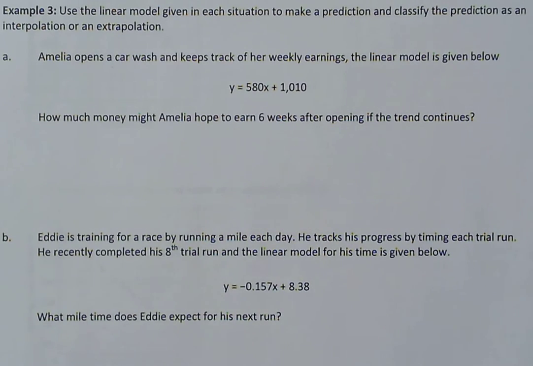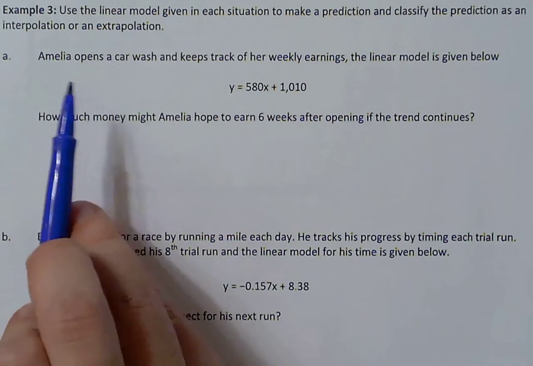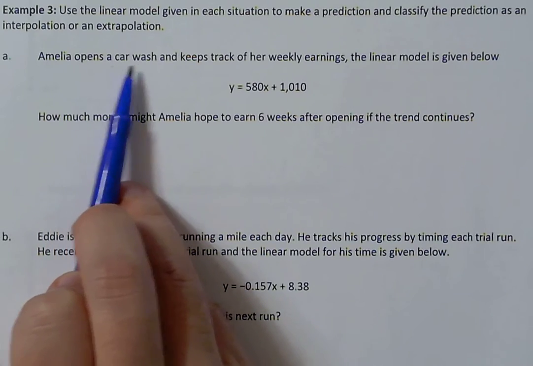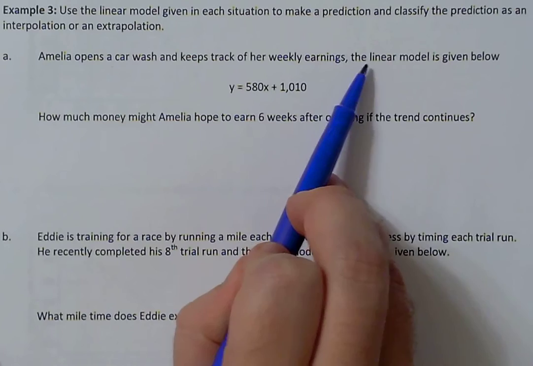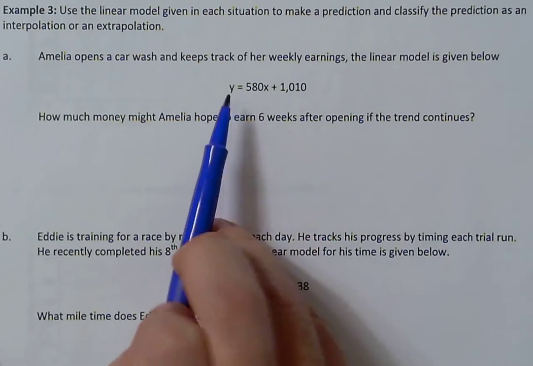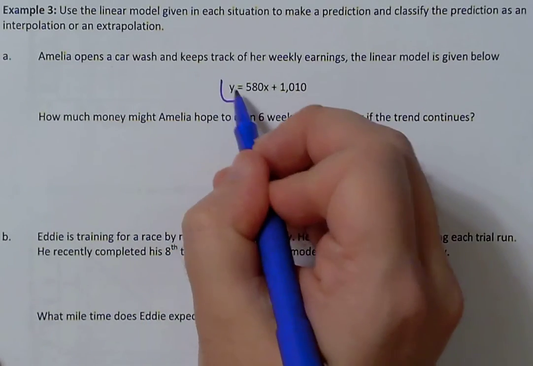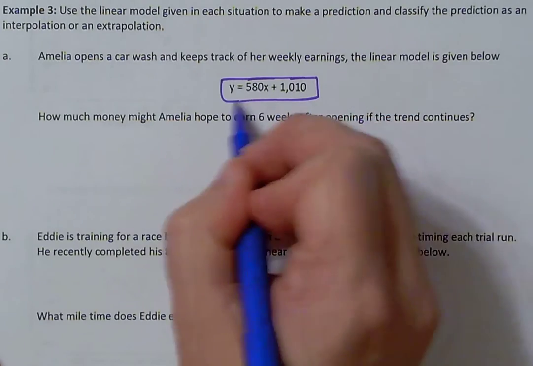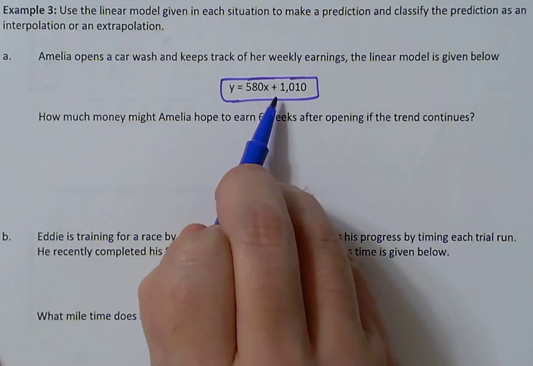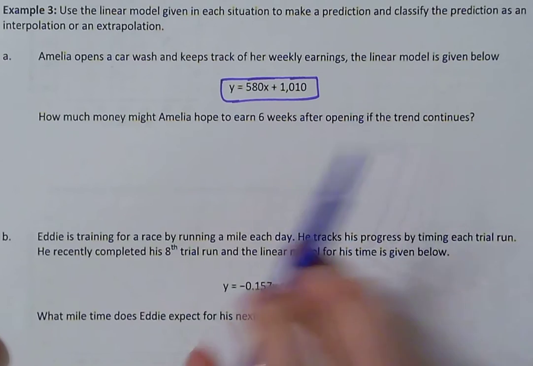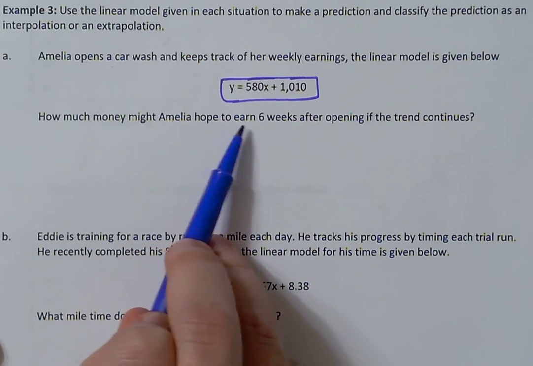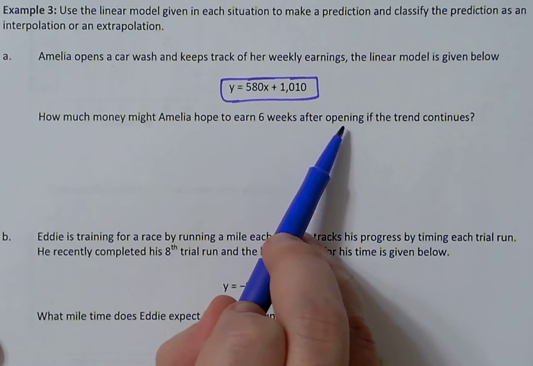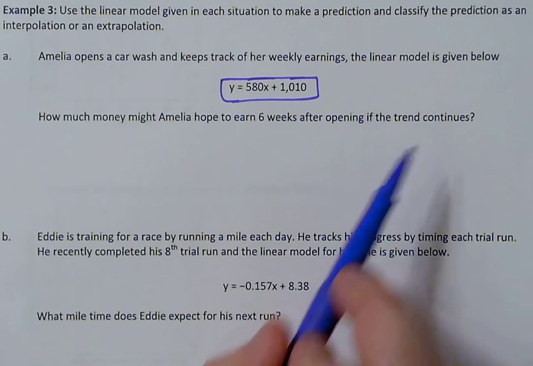So for part A, for example 3A, it states that Amelia opens a car wash and keeps track of her weekly earnings. And the linear model is given below for this: y equals 500x plus 1010. So how much money might Amelia hope to earn 6 weeks after opening if the trend continues?